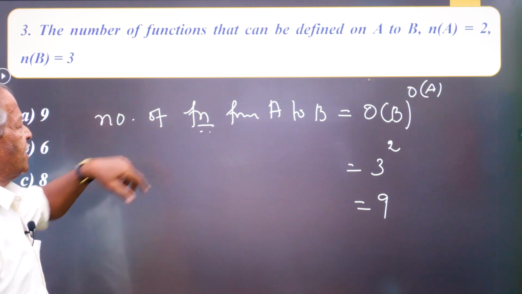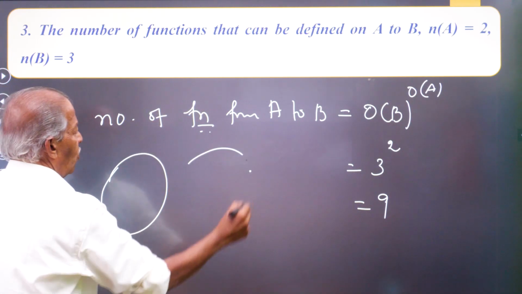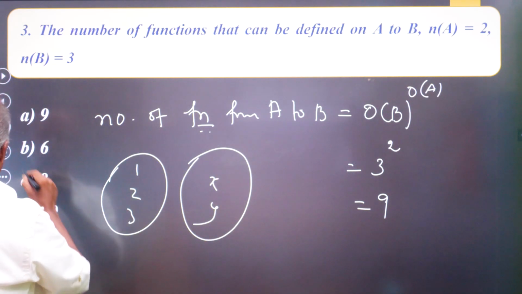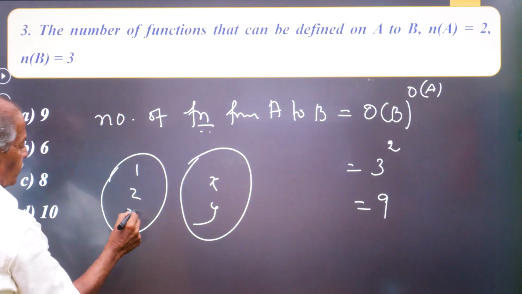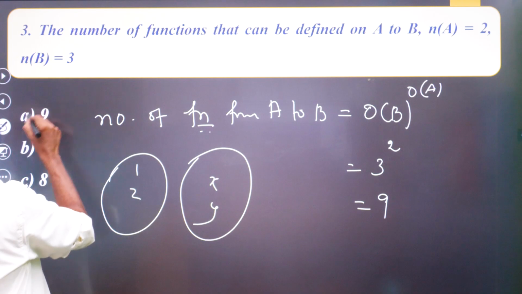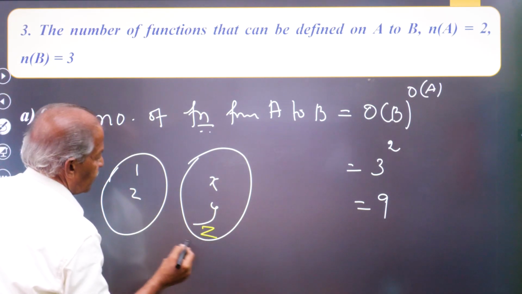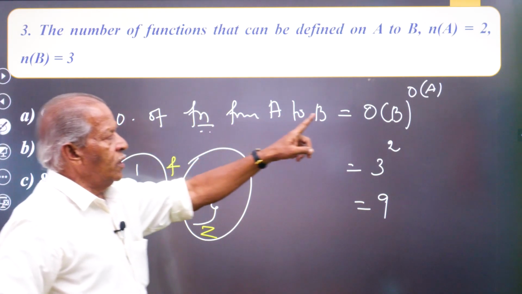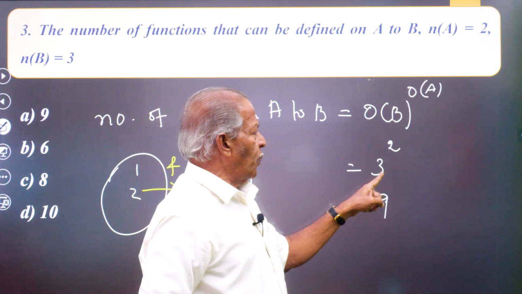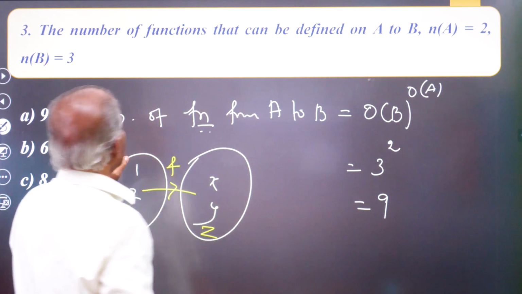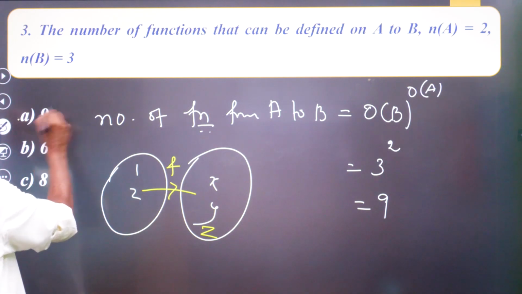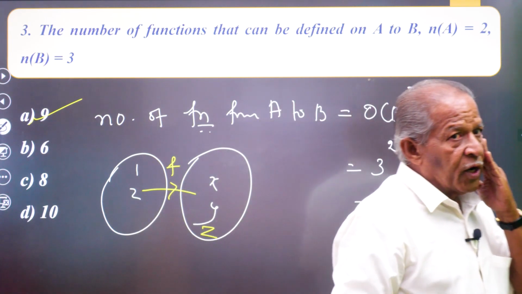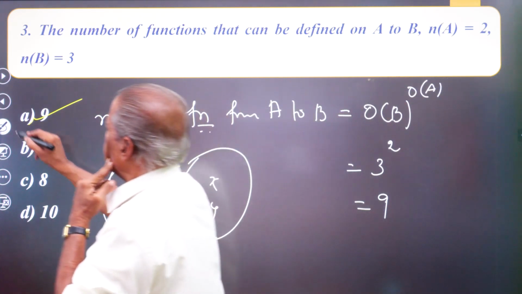A is a set and B is another set. From A to B, how many functions can be drawn? A consists of 2 elements and B consists of 3 elements. From here to here, how many functions can we draw? With the formula order of B to the power order of A, 3 power 2, which is equal to 9. 9 functions can be drawn from A to B. The first one is the correct answer. The answer equal to A. B, C, D should not be allowed. It should be removed. Now go for the fourth one.